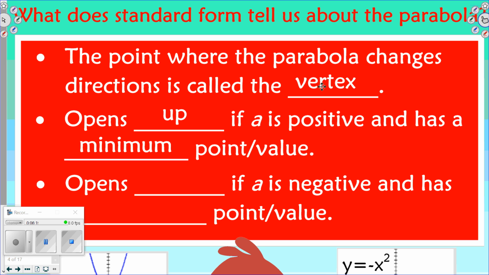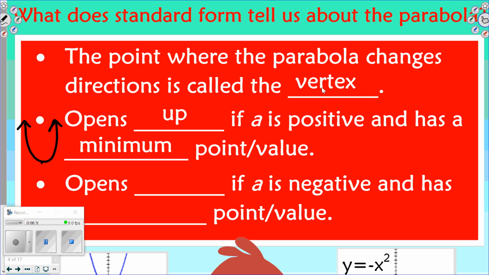Let me kind of draw a sketch for you here. If it's opening up, it looks like this. It means my A value was positive because it's pointing upwards. Think where the vertex is, way down here. Is that the highest point or the lowest point on the graph? The lowest, so it's the minimum point, right? It's as low as it's going to go.